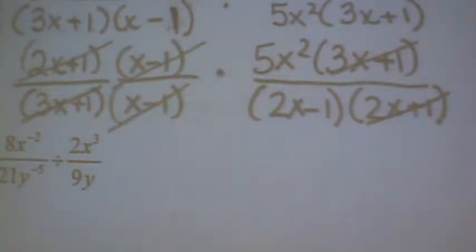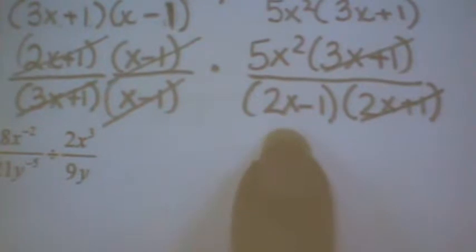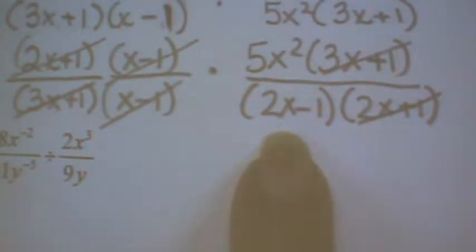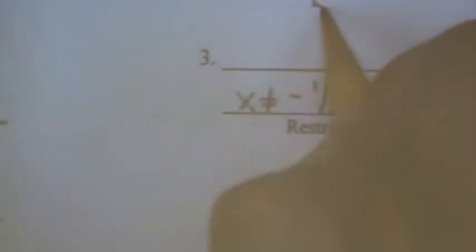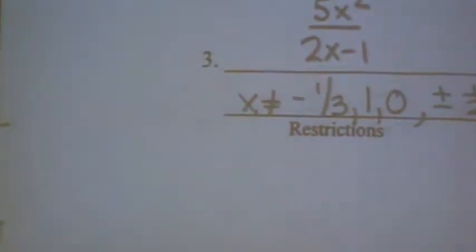No. I'm trying to confuse you. By me telling you no, it's already prompting you, so I have a lot of power. When I'm up here doing these problems, I'm prompting you, and so you better be sure that you know what you're doing here. There's nothing you can cancel here. It's 5x squared over 2x minus 1. That's your final answer.